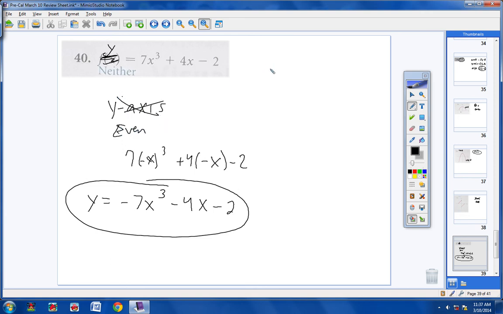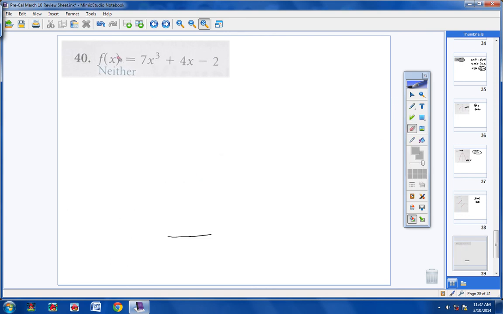Now let's try odd. Remember, checking for an odd symmetry means we're checking for symmetry to the origin. And so everywhere there's a y, I'm going to put a negative y, and everywhere there's an x, I'm going to put a negative x.